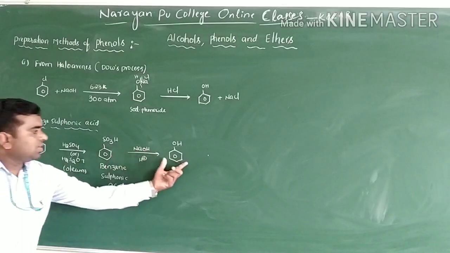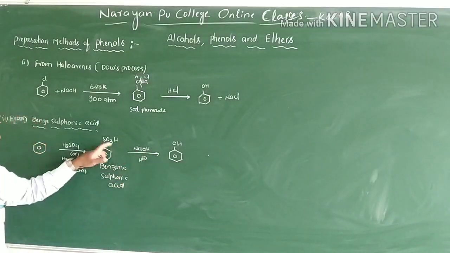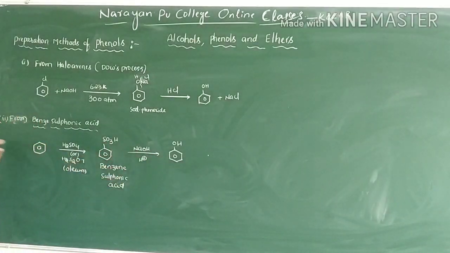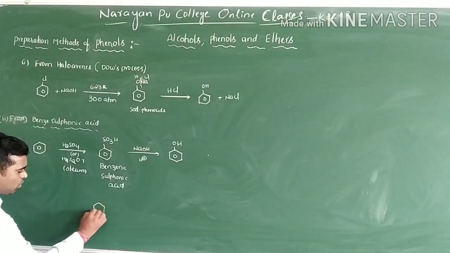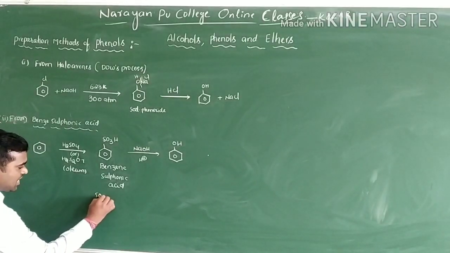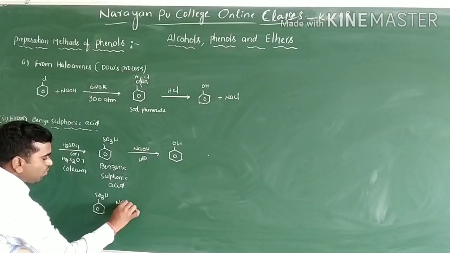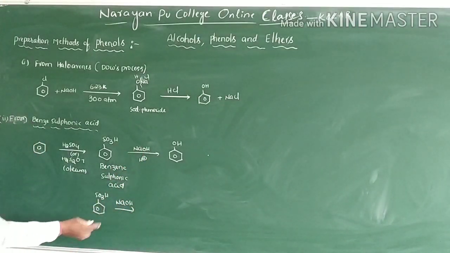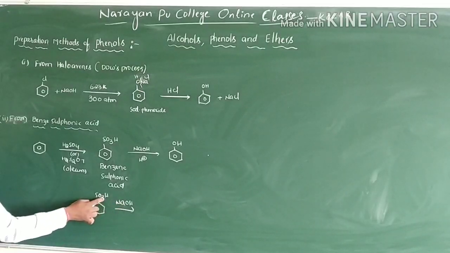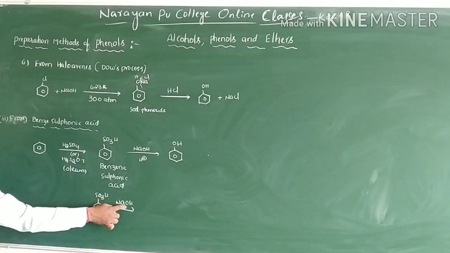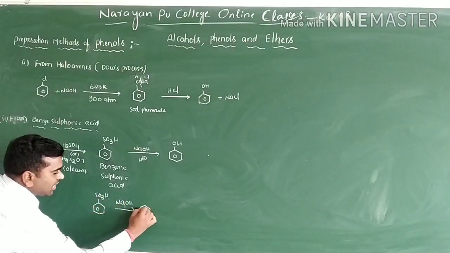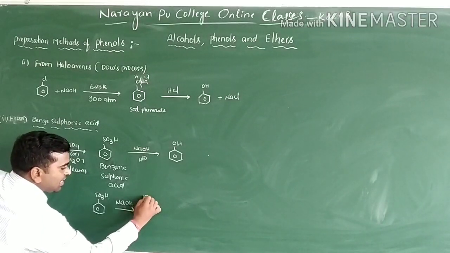Okay, so this is the preparation of phenol. You may have a doubt about how the SO3H will be removed. First we treat this benzene sulfonic acid with NaOH. It is a base and this is an acid, sulfonic acid, so base and acid will give the salt. What is the salt here?